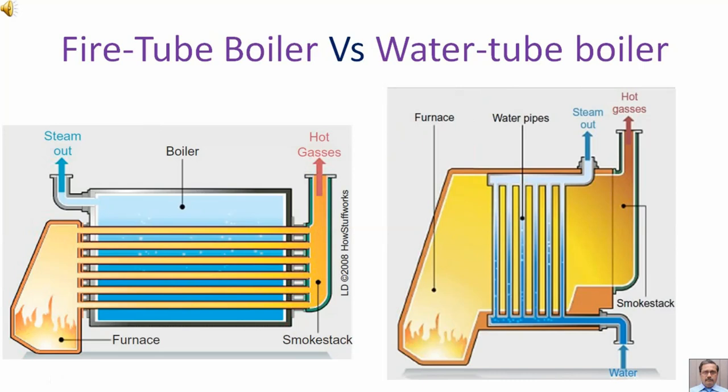In this diagram, we are showing the fire tube boiler and the water tube boiler side by side. So here you can see that we are having tubes which are filled with hot gases. So fire is inside the tubes, water is outside the tubes. So it is called a fire tube boiler. And in this diagram, one can see that water is filled inside the tubes and fire is outside the tubes. So it is called a water tube boiler.